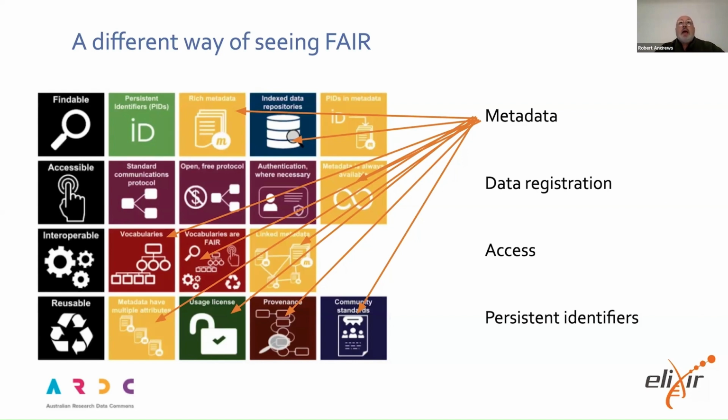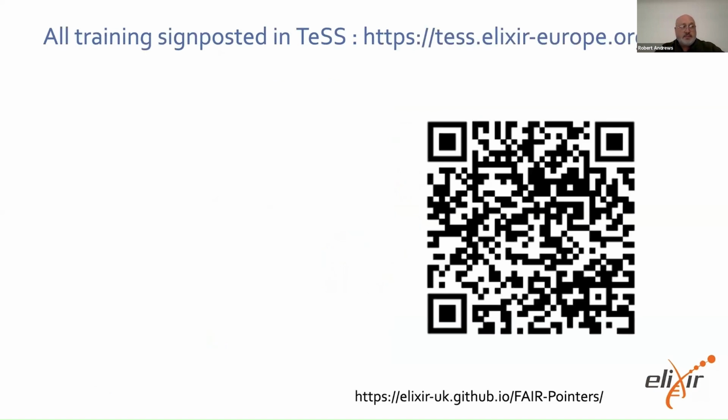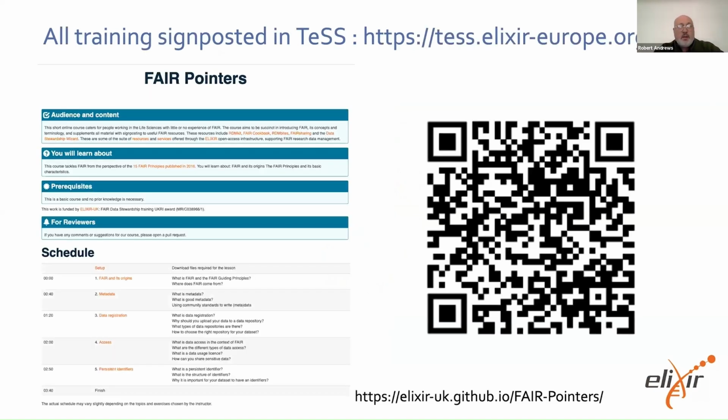I've just shown how metadata, for example, appears throughout the F, the A, the I, and the R. So here we can have a chapter to each of these and pull in the relevant principles under a single heading. So this is what we've done: a course addressing the headings which bring in the 15 FAIR principles.